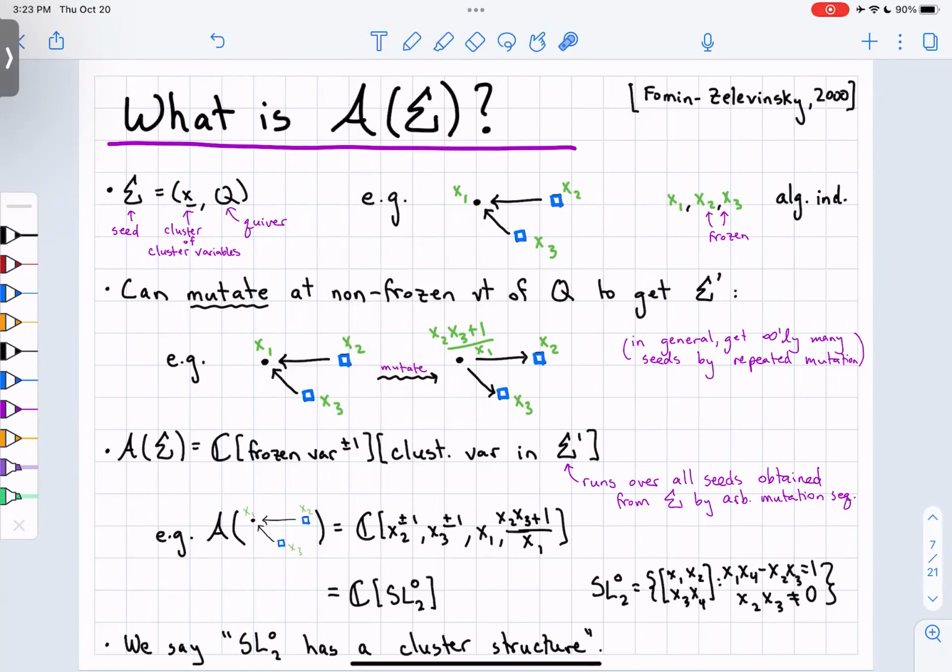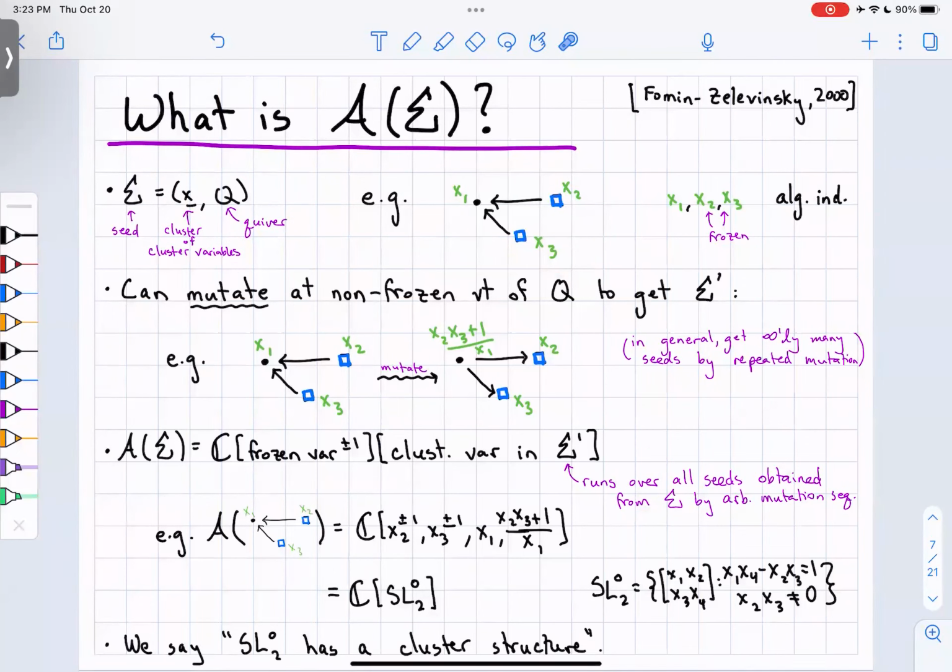So what is an initial seed? Well, it's a pair. The first thing in the pair is a cluster of cluster variables. These are some algebraically independent functions. And then the second element of the pair is a quiver, that is a directed graph. I'm going to decorate the vertices of my quiver with the functions. So here is an example of a seed.